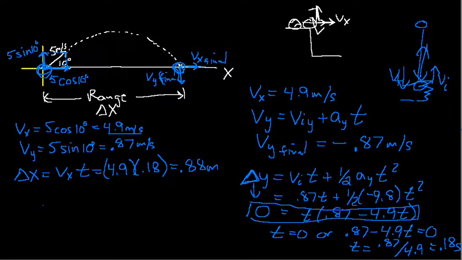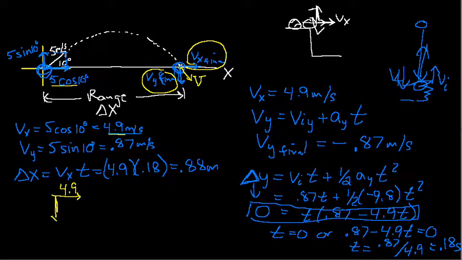So what is the final velocity then? Well, final velocity is this velocity right here. Let me do that in yellow now. This right here is what my final velocity is going to be. It's going to be a result of this x component and this y component. So the x component is going to be just this, because that never changes, which is the 4.9.